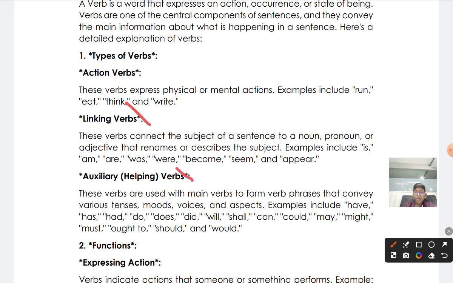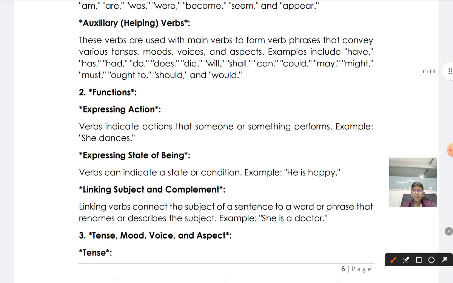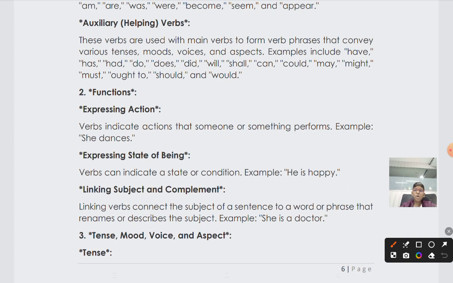Next we're going to look at auxiliary verbs, also known as helping verbs. These verbs are used with main verbs to form verb phrases that convey various tenses, moods, voices, and aspects. Examples include have, has, had, do, does, did, will, shall, can, could, may, might, must, ought to, should, would, and etc. There might be more. So we're going to see the functions of a verb.